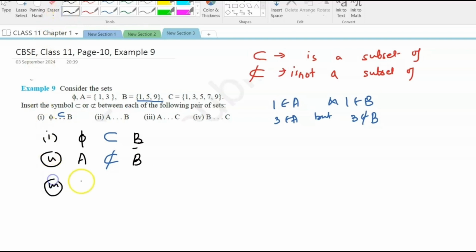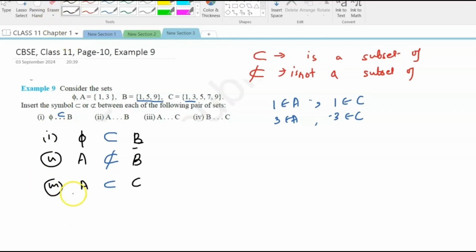Now let's see the third pair. We need to check between A and C. Now 1 belongs to A and 1 also belongs to C. 3 belongs to A and 3 also belongs to C. So therefore, every element of A is also an element of C, and that is why we can say that A is a subset of C.